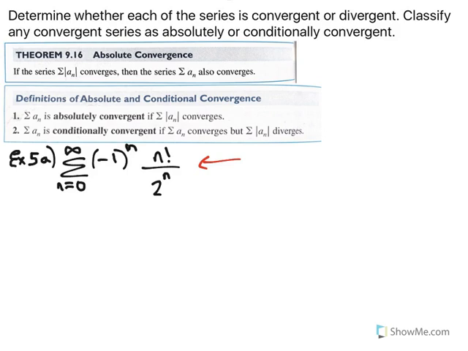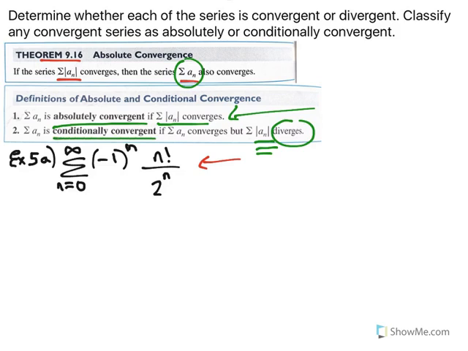So in part A of the lesson, we looked at Theorem 9.16, which states that for a given series, if the corresponding absolute value series converges, then the sign series also converges. And we would say by definition that the sign series is absolutely convergent because its corresponding absolute value series converges. On the other hand, you could have the corresponding absolute value series diverge, but the sign series converges. If that's the case, we say the sign series is conditionally convergent.